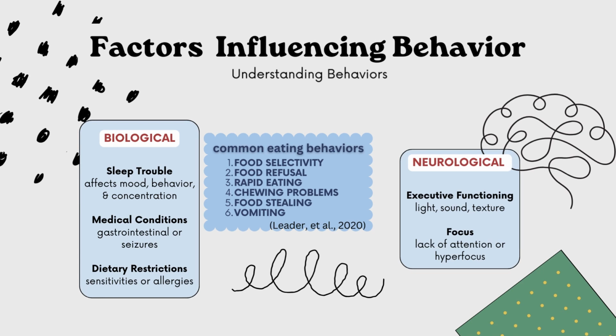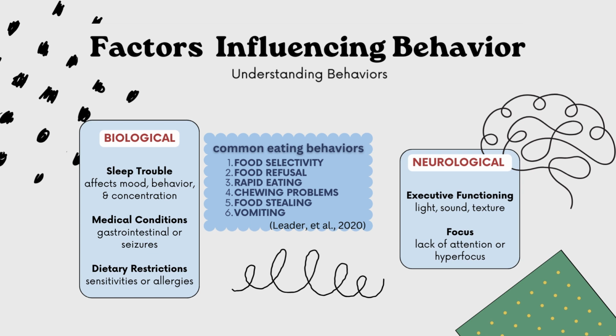Some biological factors include sleep trouble, like their mood and behavior and concentration, medical conditions like seizures or gastrointestinal, and dietary restrictions. Sometimes there's sensitivities or allergies. Some common eating behaviors are food selectivity, food refusal, rapid eating, chewing problems, food stealing, and vomiting.